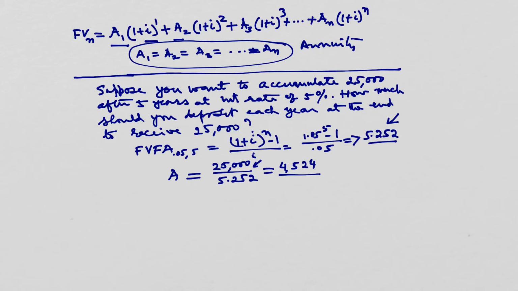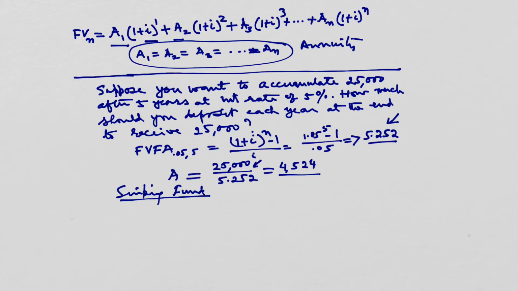Now this problem is called sinking fund. Generally, companies use this concept when they have to retire their bonds or debentures. So for example, I have to redeem bonds of 5 lakh rupees after 5 years. How much should I accumulate each year? How much should I put in a fund so that it accumulates to 5 lakh after 5 years? That is called sinking fund.